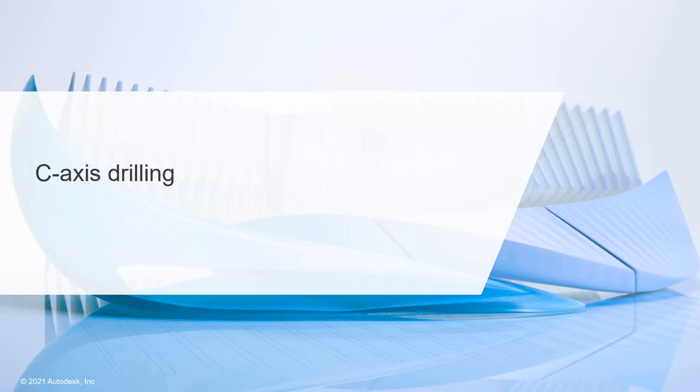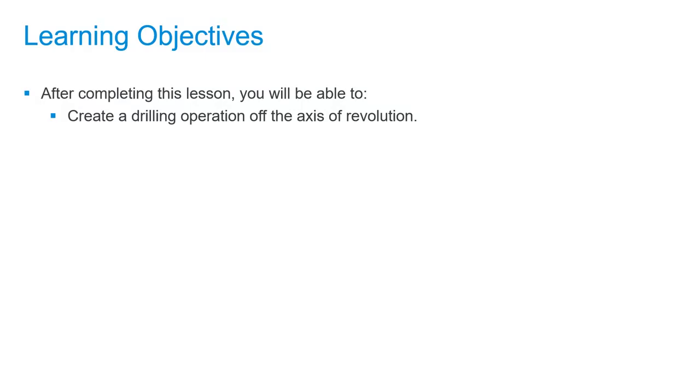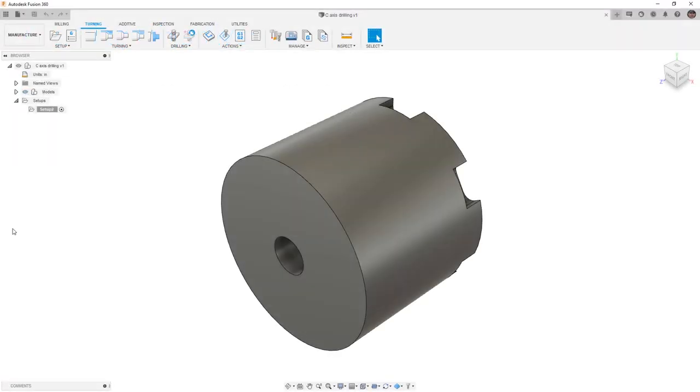In this lesson, we're going to learn about C-axis drilling. After completing this lesson, you'll be able to create a drilling operation off the axis of revolution. In Fusion 360, we want to get started with the dataset C-axis drilling.f3d.